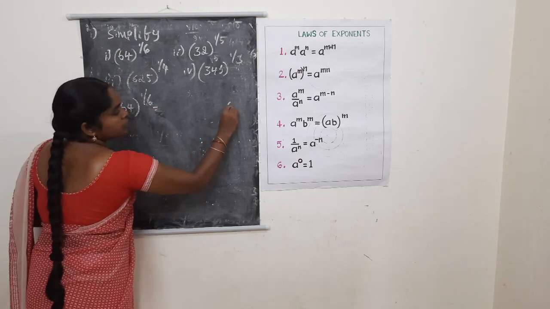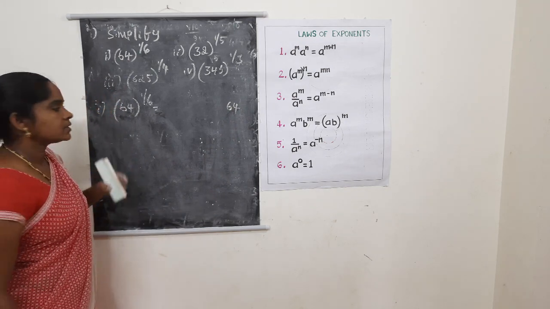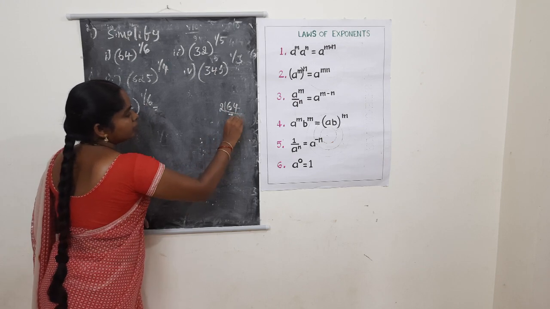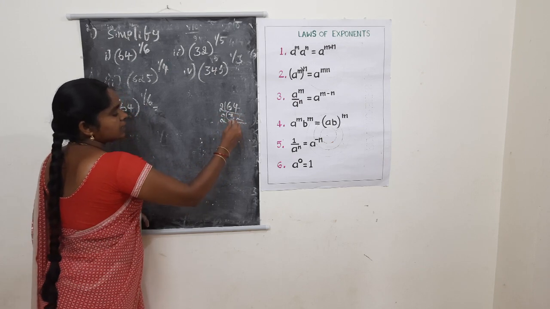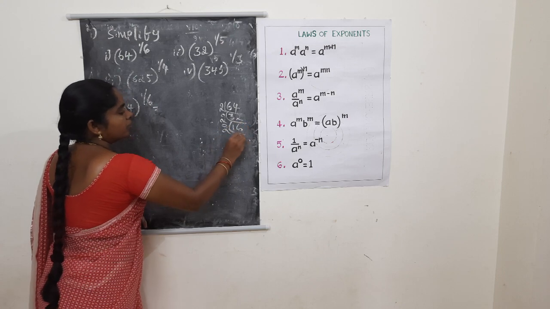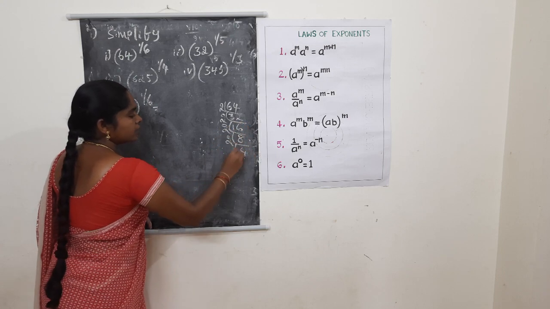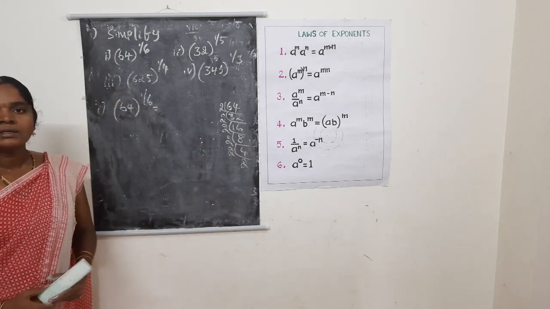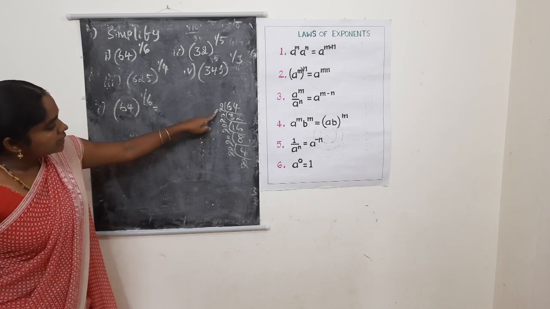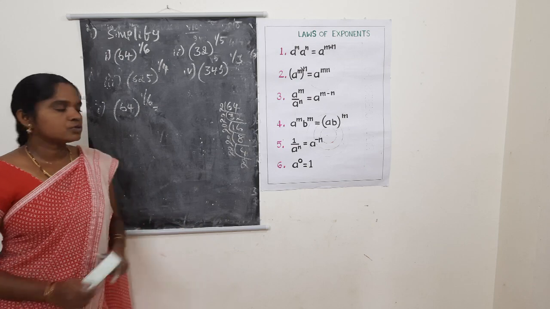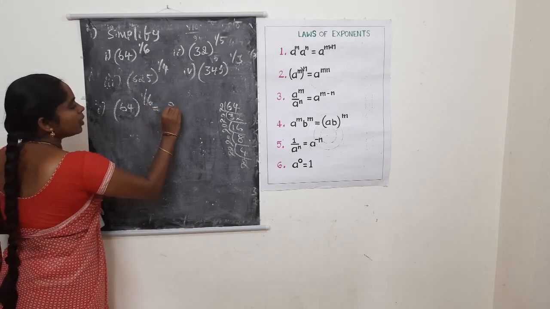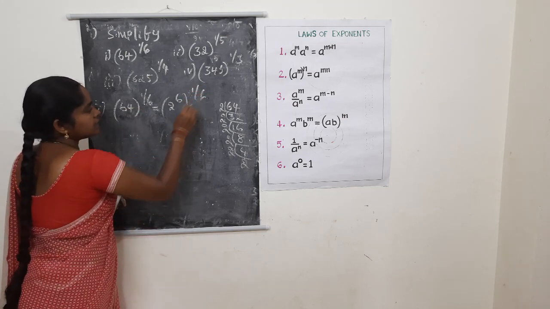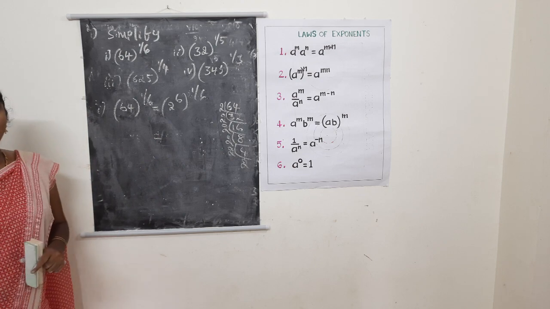So, factorization of 64. 64 can be written as 2 3s are 6, 2 2s are 4, 2 1s are 2, 2 8s are 16, 2 4s are 8, 2 2 2s are 2. So 64 can be written as 2 power 6; 2 is multiplied 6 times. So in exponential form, 2 power 6 whole power 1 by 6.